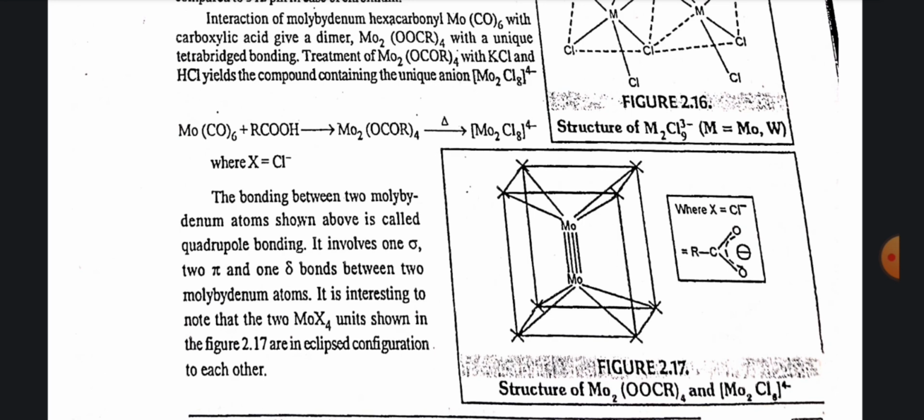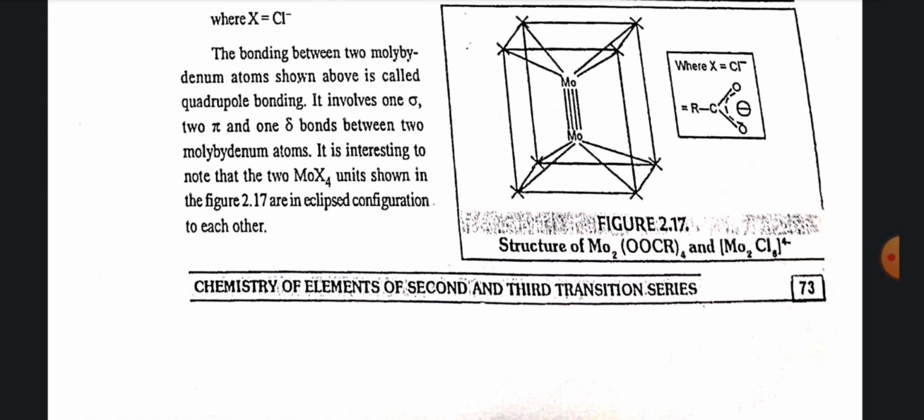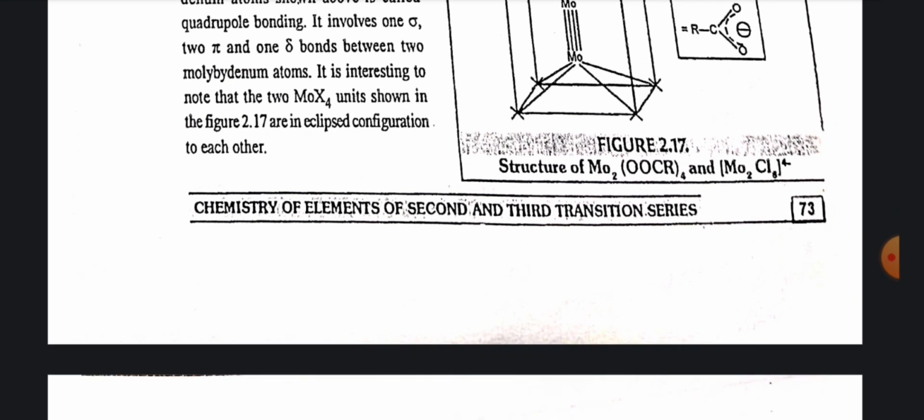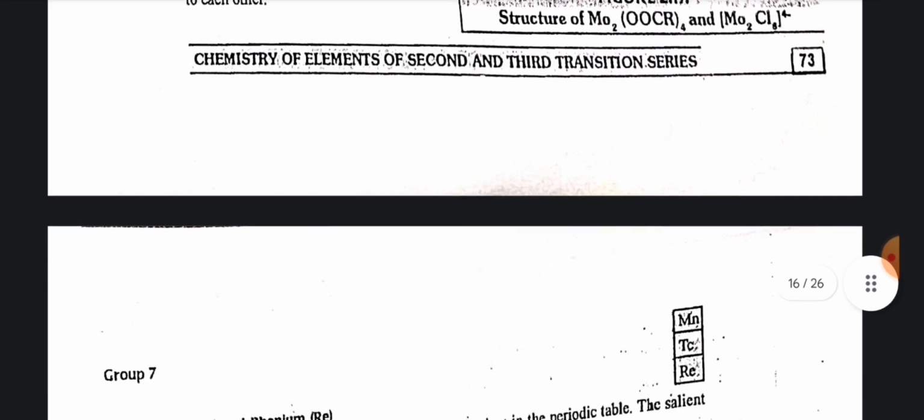Interaction of molybdenum hexacarbonyl with carboxylic acid gives a dimer with a unique tetragonal bonding. Treatment of Mo2 with KCl and HCl yields the compound containing a unique anion. The bonding between two molybdenum atoms shown below is called quadruple bonding. It involves 1 sigma, 2 pi, and 1 delta bonds between two molybdenum atoms. It is interesting to note that the two MoCl4 units shown in the figure are in eclipsed configuration to each other.